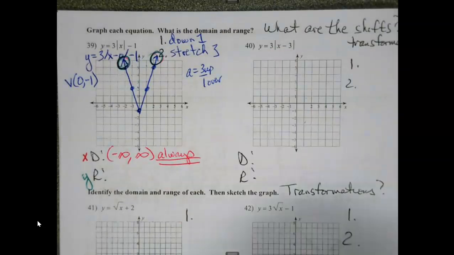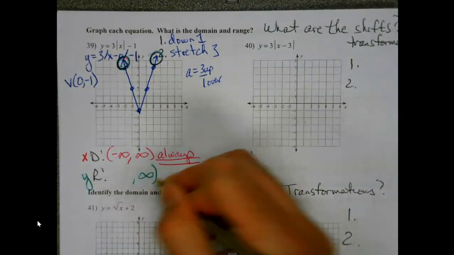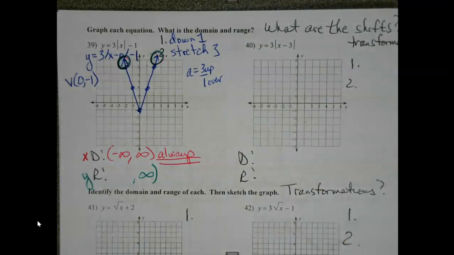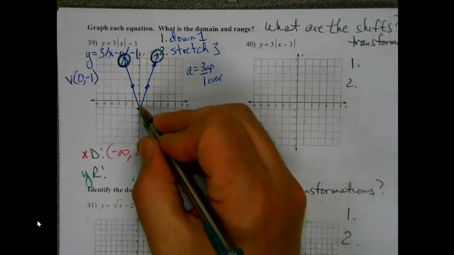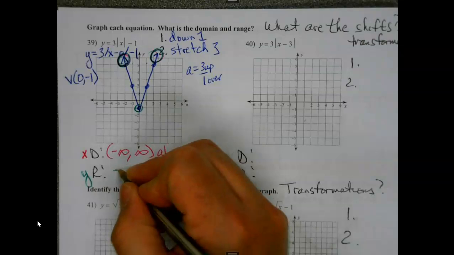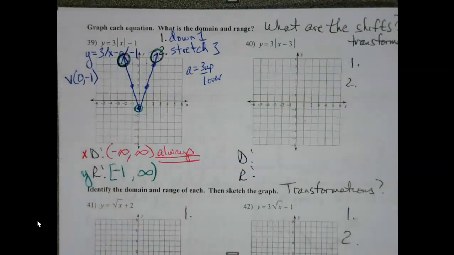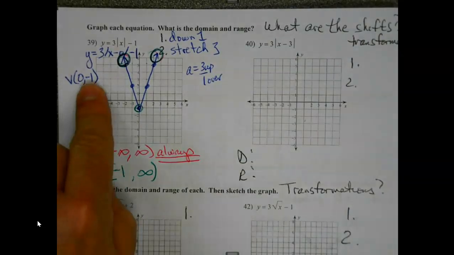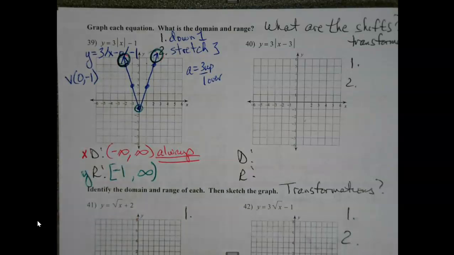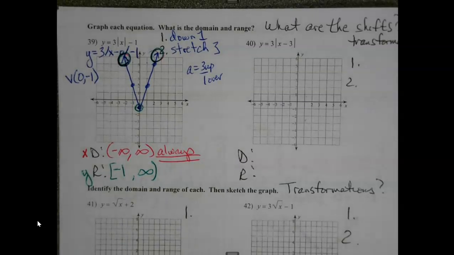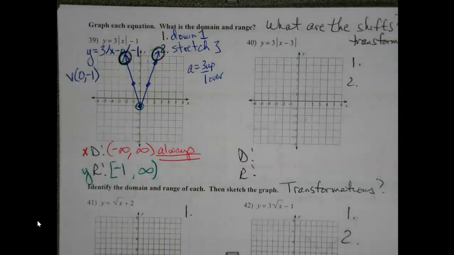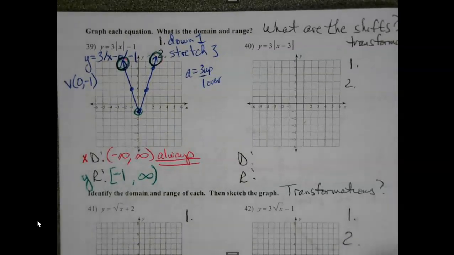We do go up forever, but I don't go down forever. Negative 1, which just happens to be the same as the y value of my vertex. You know, no coincidence there. No coincidence at all. So that's just understanding verbiage.